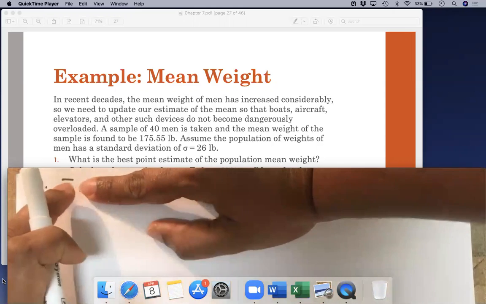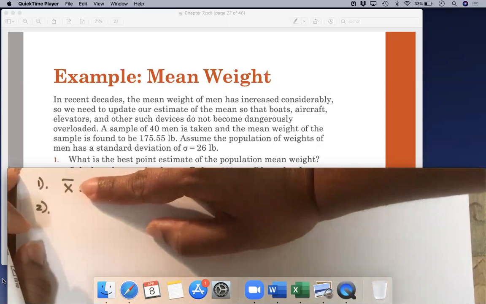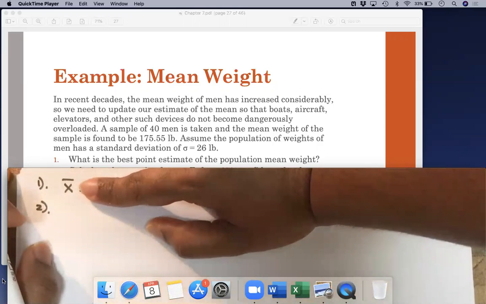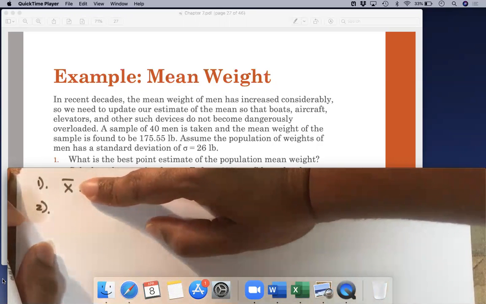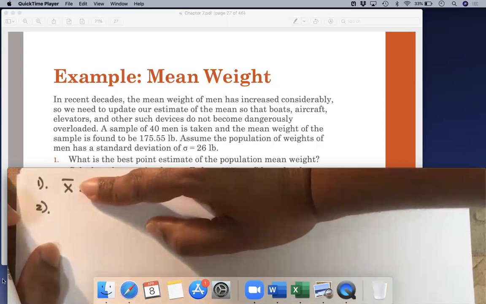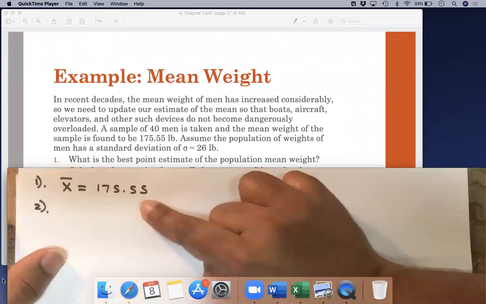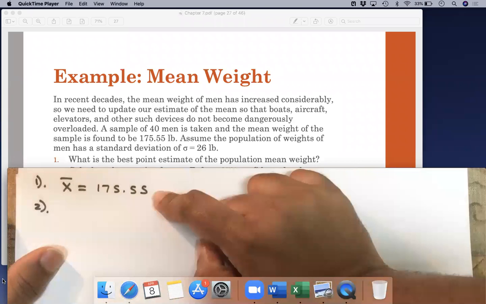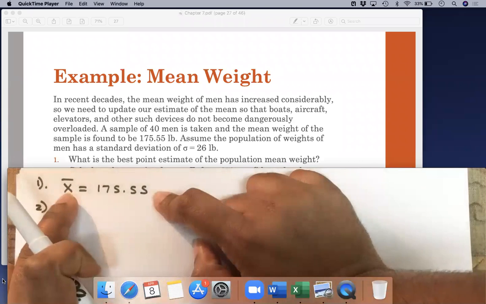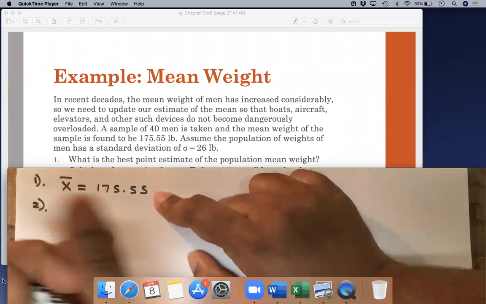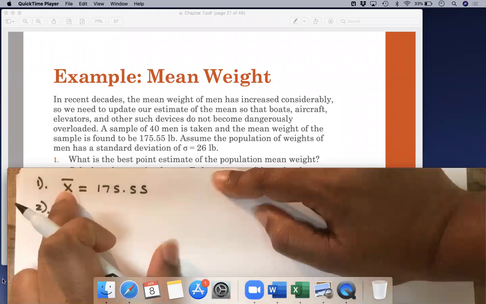Then you have to write what your x bar is. In the example, it says a sample of 40 men is taken and the mean weight of the sample is found to be the sample mean. In here our sample is 40 men and 175.55. So that is our sample mean. That is the best point estimate of the population mean. Then it is our part A, part number 1.